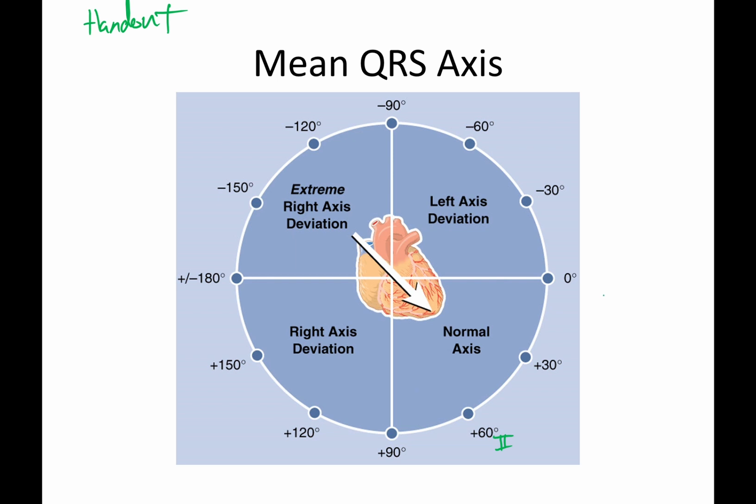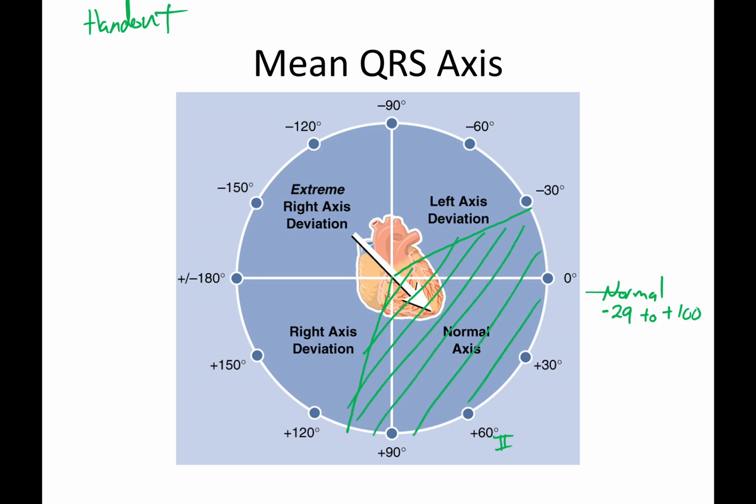In fact, normal is even larger than 0 to positive 90. Actually, normal is anywhere from negative 29 to positive 100. So I'll just take a notch from here. We'll go just a little bit out from here. And so this is actually what's considered within normal range for things.